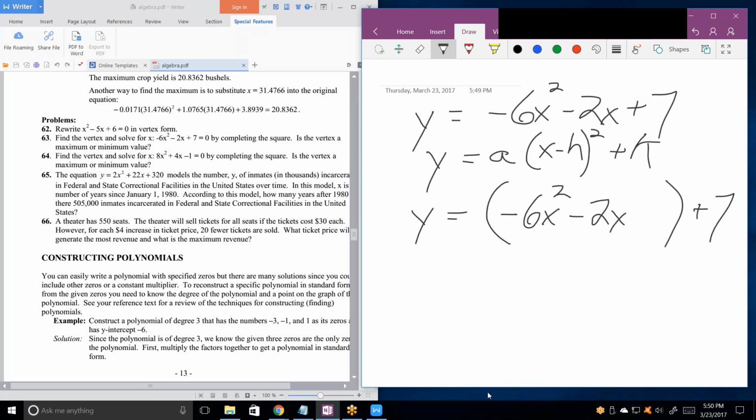Now, what do I have to do before I can complete the square? Take out 6. Minus 6. Minus 6x squared. Minus 6. Minus 6. So I'm going to factor it out just from this part of the expression. It leaves behind this, and notice that it leaves behind that.